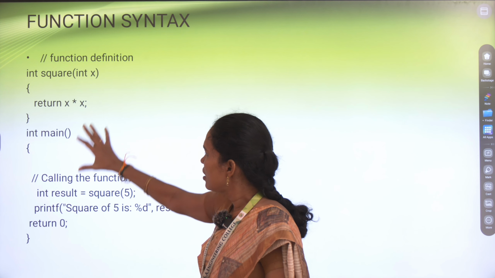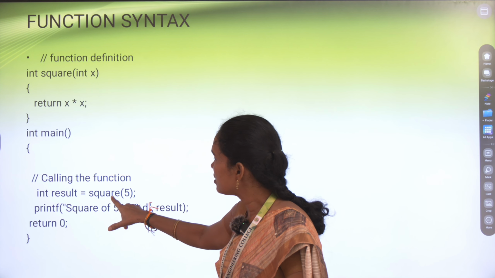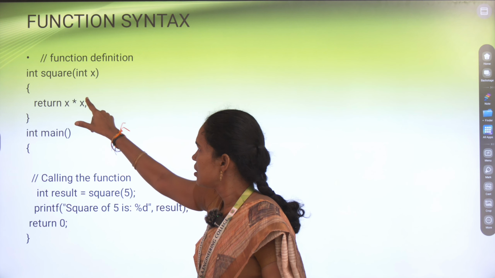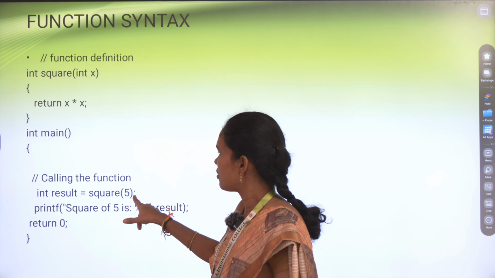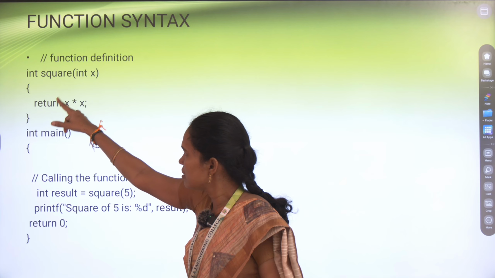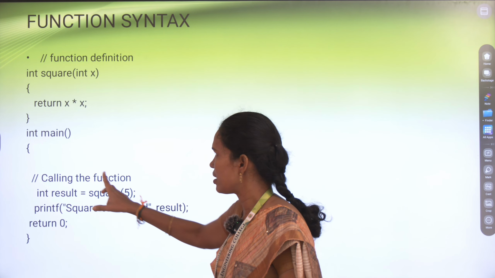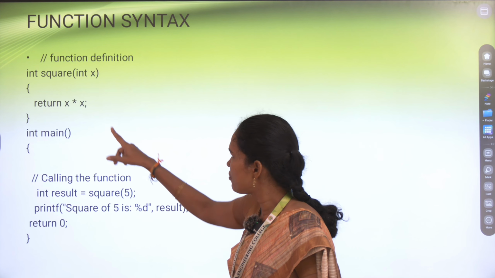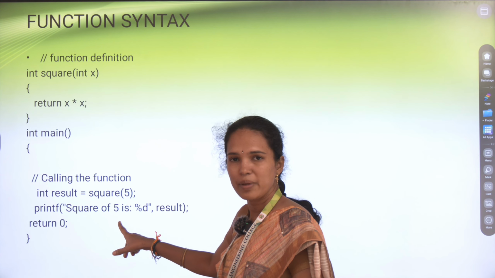Fine. So inside the main function, I'm calling the function. So now the flow will go here. int result equal to square of 5. What does it mean? It will go here. It will call that function. Inside that, return x into x. The x value I am passing here is 5. So 5 into 5, the output will be 25.